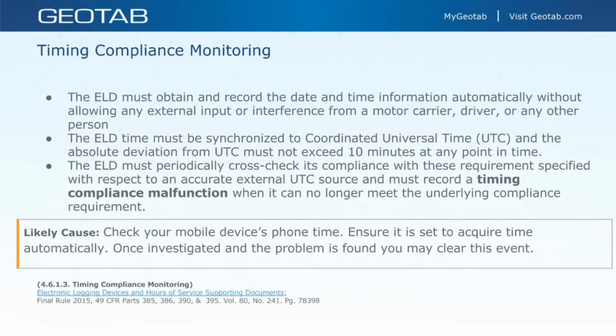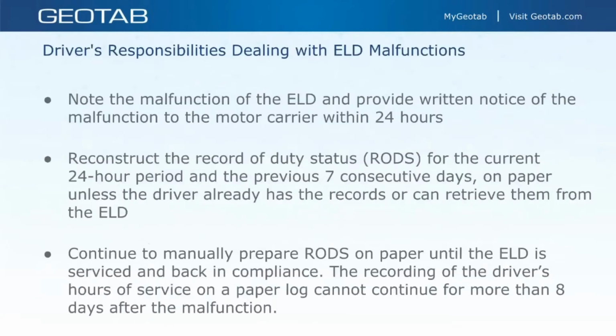Timing compliance monitoring. Basically, this says that the ELD must be synchronized to Coordinated Universal Time, which is UTC. And you can't have a discrepancy of any more than 10 minutes. This is actually a very simple fix. Check your mobile device's phone time and ensure that it's set to acquire time automatically. If it's set to acquire time automatically, you shouldn't be running into this problem because it's going to do just that and everything should stay synced up. If it's not set to do that, then you can start getting some discrepancies and run into problems.